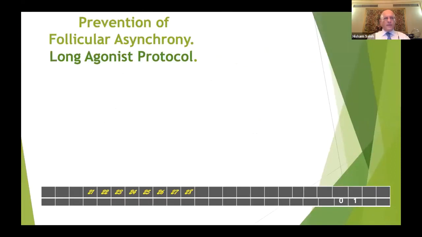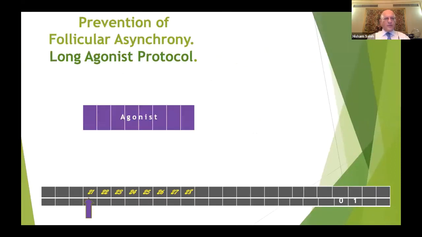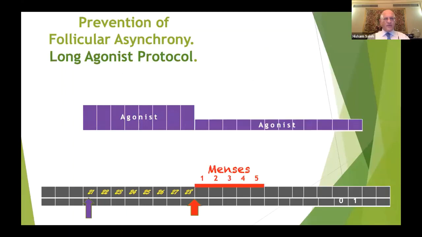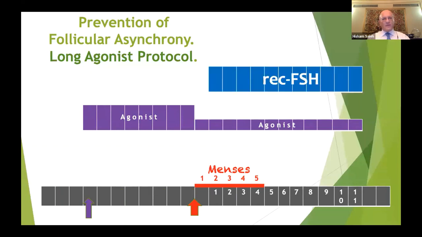As we know, in the long agonist protocol, we usually start on the 21st day of the cycle with the agonists until suppression occurs and menstruation begins. Then you halve the dose and continue the agonist, and then you start your FSH stimulation.